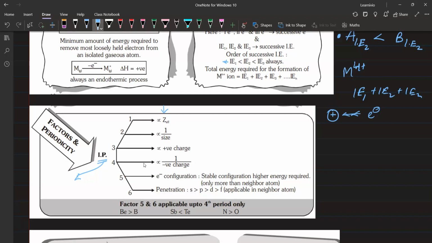It is inversely proportional to size. It is also quite easy to understand, because if you have something which is very near and something which is very far, when the distance is smaller, you will have to put in more energy to remove the electron, because the force of attraction will be greater.